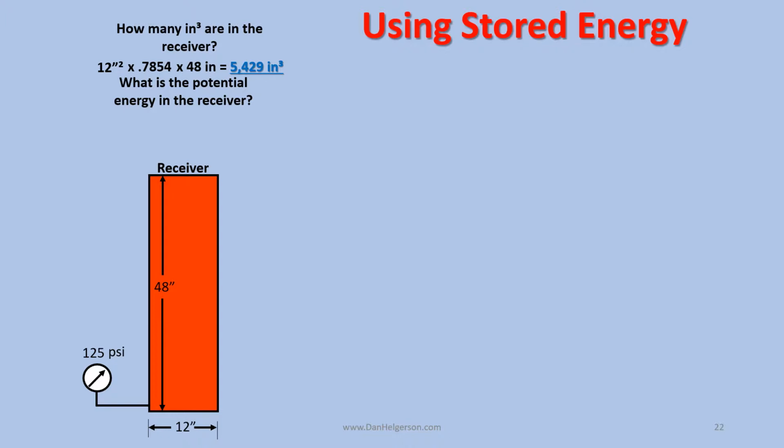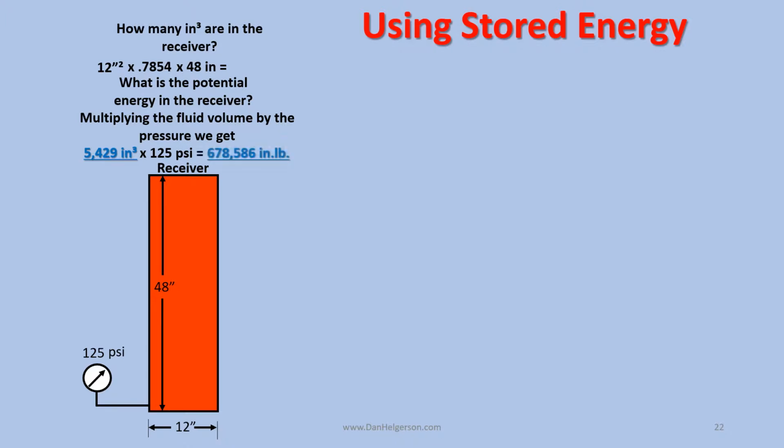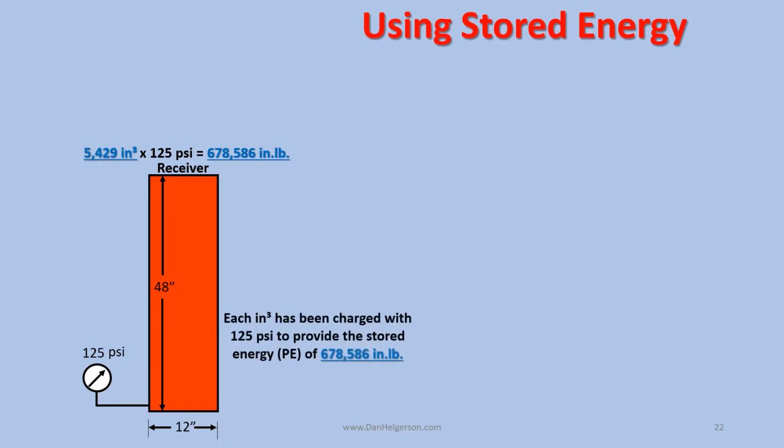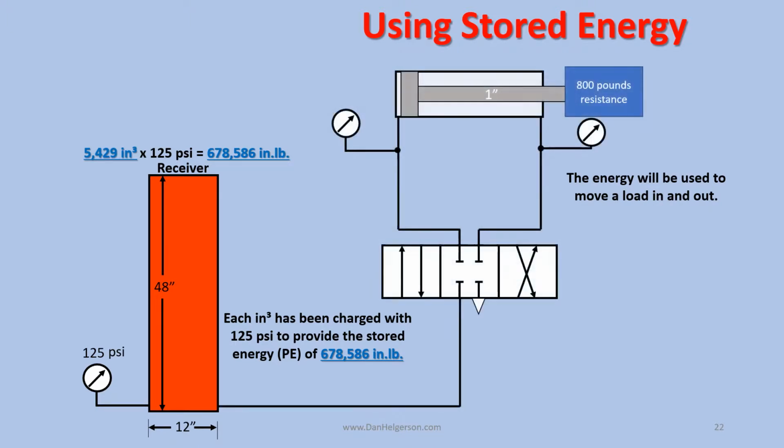What is the potential energy in the receiver? Multiplying the fluid volume by the pressure, we get 5,429 cubic inches times 125 psi equals 678,586 inch-pounds. Each cubic inch has been charged with 125 psi to provide the stored energy, potential energy, of 678,586 inch-pounds. The energy will be used to move a load in and out.